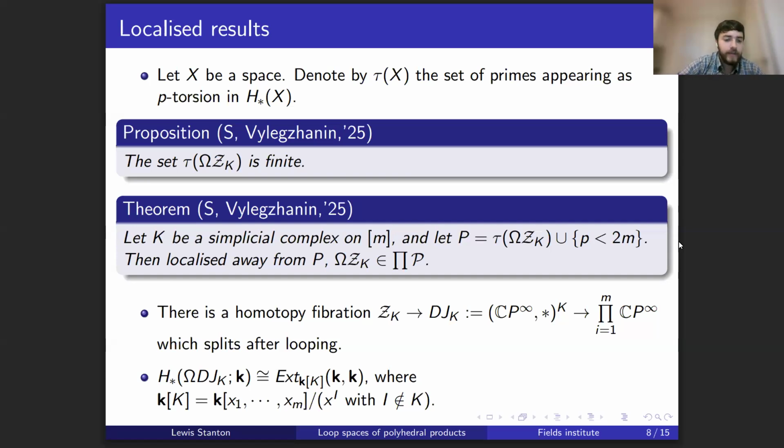And the second thing is that if you look at the loop homology of the Davis-Januszkiewicz space, this is actually isomorphic to an extension algebra over the Stanley-Reisner ring, where the Stanley-Reisner ring is where you take the polynomial ring on m variables and you quotient out by monomials corresponding to missing faces of your simplicial complex.